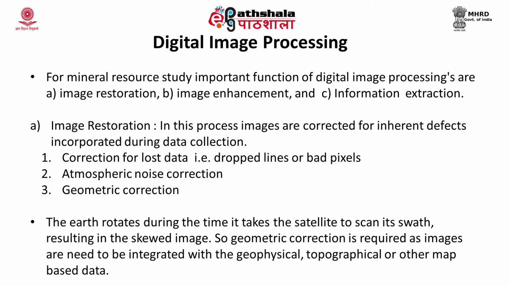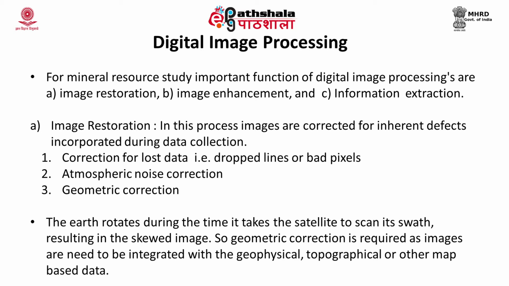The second one is atmospheric noise correction. As you know, while capturing these images, the radiation goes from the sun down and gets reflected back from the object, so it is traveling through the atmosphere. The noise produced by the atmosphere has to be corrected before doing any further study of this satellite image. Then the third one is geometry correction.